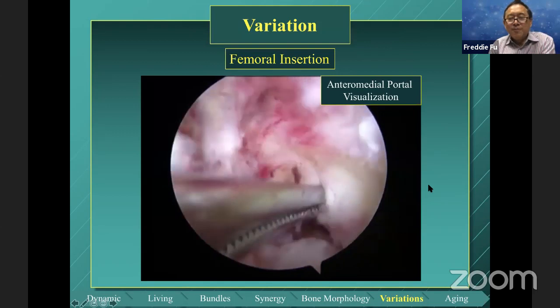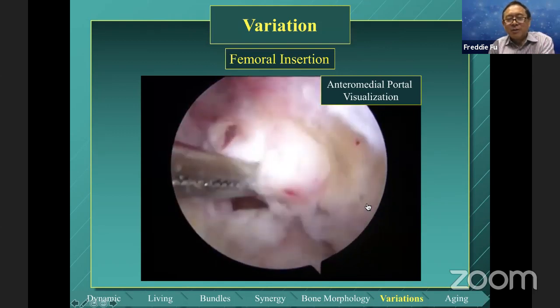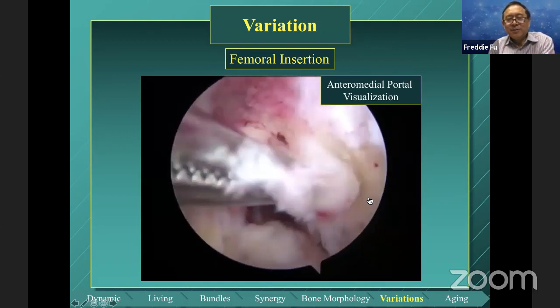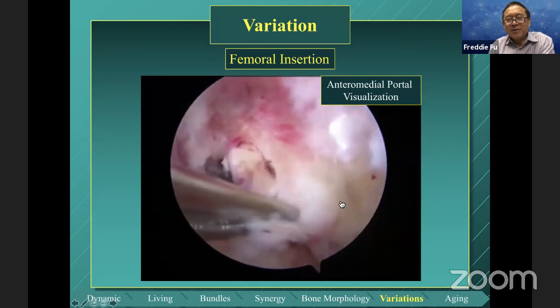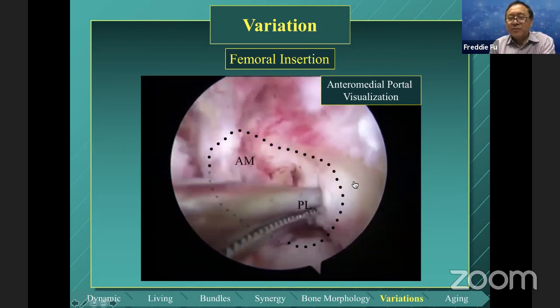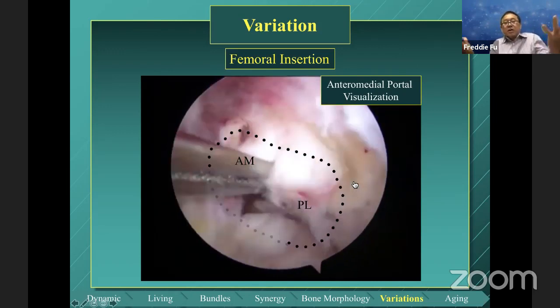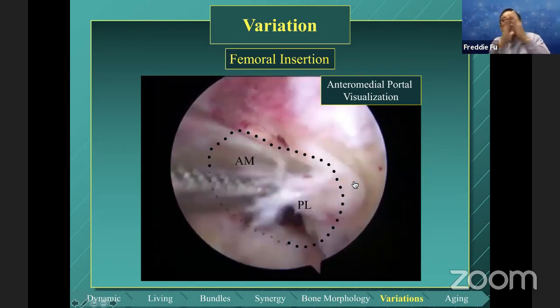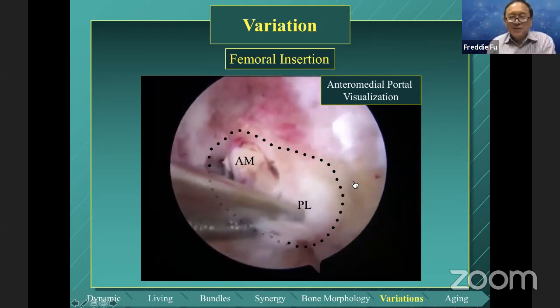Again, I'm holding on the PL bundle right now, so strong. Look at that, the PL bundle. Direct and indirect fiber all together. This is AM, this is PL. I don't know why people say this is not important. God gave it to us. All important, nature, all important, okay?